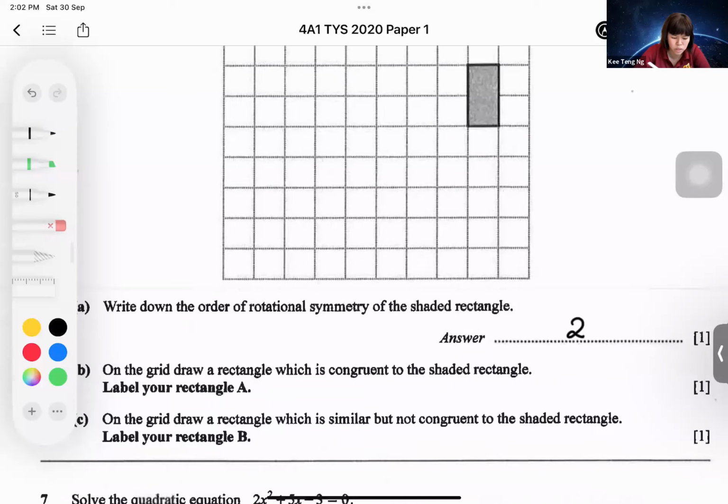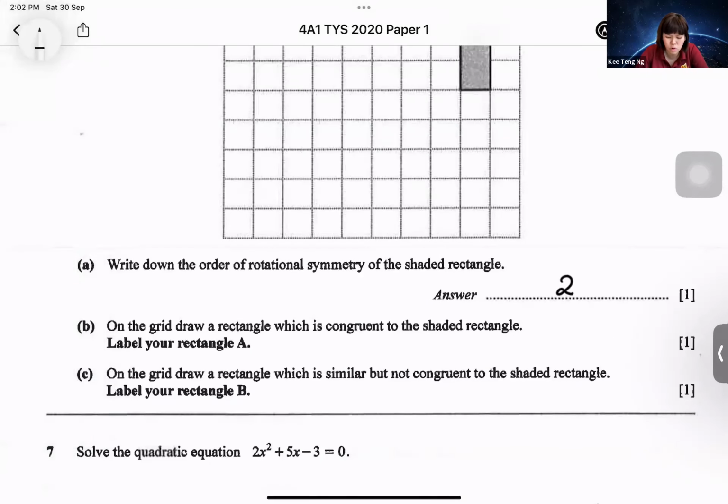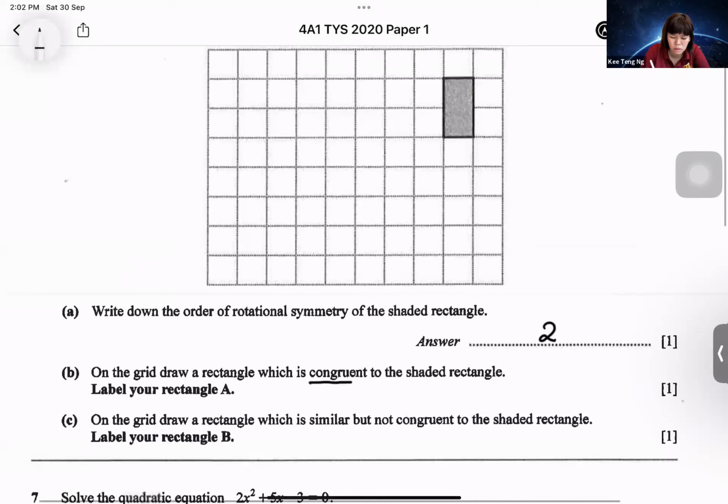Next question says, on the grid, draw a rectangle congruent. Congruent meaning same shape, and not only that, same size. In this case, I have a rectangle made out of 2 squares, so I'll draw another rectangle also made out of 2 squares. Maybe I'll just draw here. In case the teacher might not be able to see it very clearly, I can choose to shade it lightly, or rather I'll just put A, then shade it very lightly.